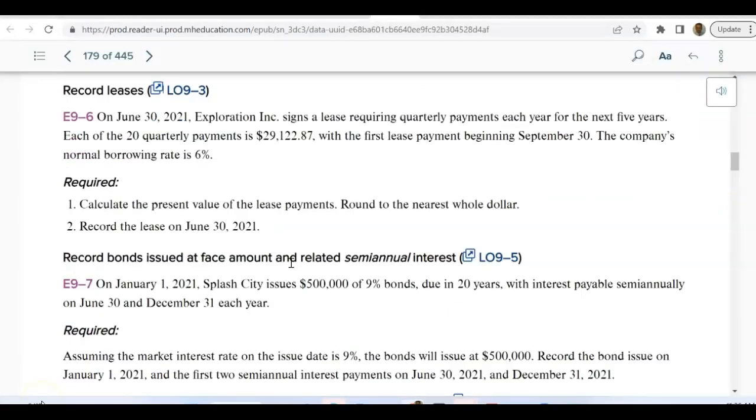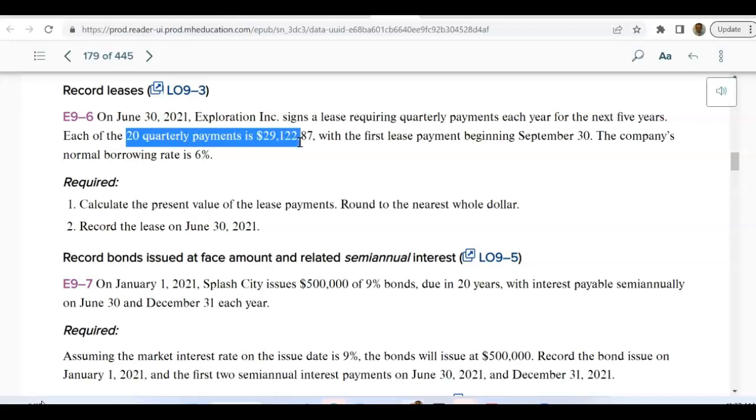Okay. It says on June 30th of 2021, Exploration Corporation signs a lease requiring quarterly payments each year for the next 5 years. So it's a 5-year lease, quarterly. Quarterly means 4 times a year, so 4 times 5 is 20. So N, the number of periods, is 20. Here it says already, okay? But I could have just calculated that myself, which I just did.